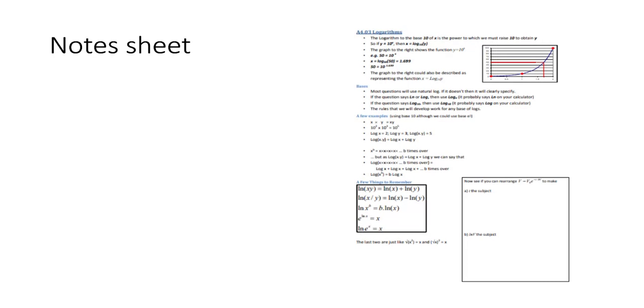Now, you should have a sheet with some notes on it. It should be labelled A4.03 logarithms. If you haven't got it, it's probably worth just pausing this video now and going and getting a copy of that one there. Okay.